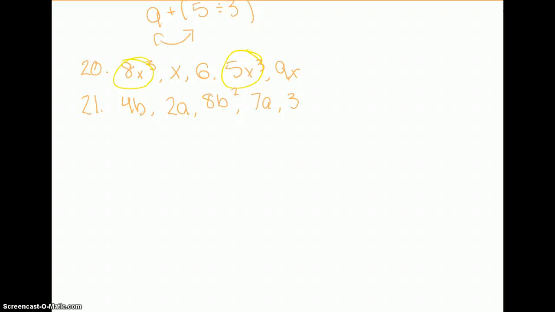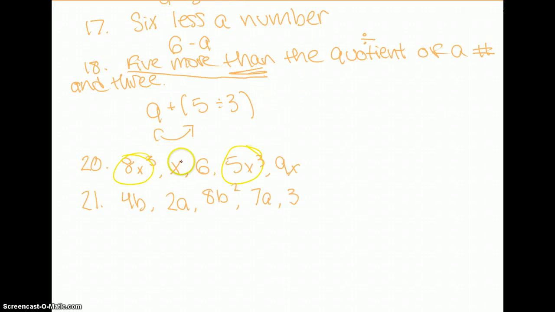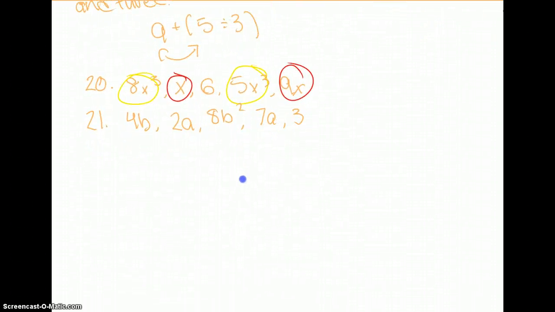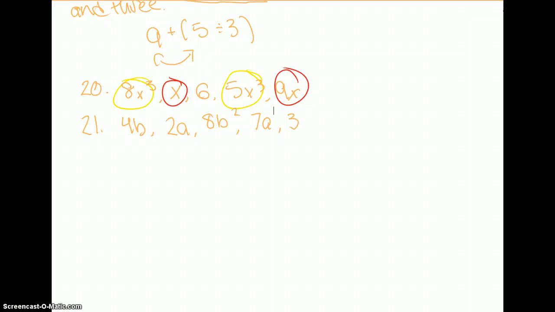A variable is a letter that's in the place of a number, and an x is a variable. So, I do know that x and 9x are variables. They both have the same variable, and for that reason they are like terms. There's not another number like 6, so 6 does not have a like term, so we're not going to bother circling it. The next problem, I know that 2a and 7a are like terms.